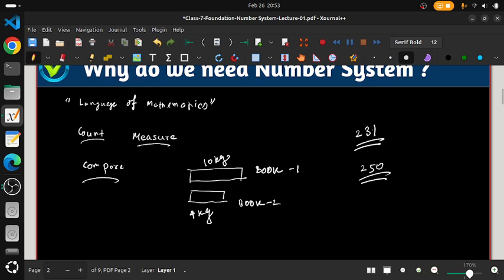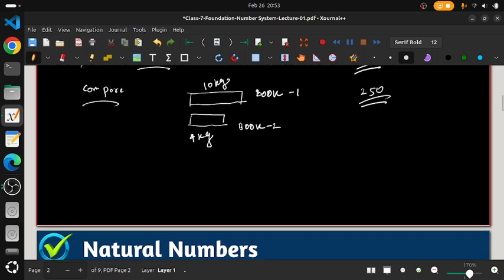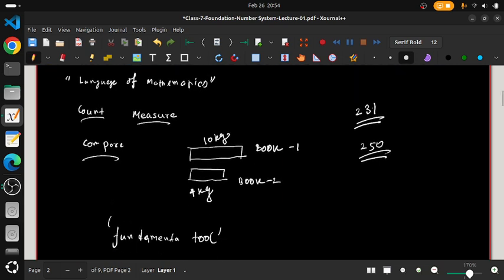So in our daily life, everywhere we require the number system. We call the number system a fundamental tool in our daily life, which organizes our daily life properly, or you can say makes it meaningful. So these are the uses of the number system.